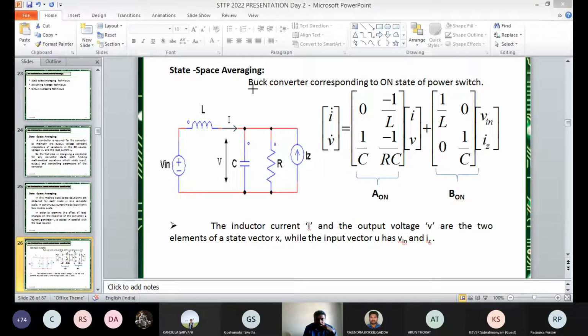One important thing while deriving the state space model: whatever variable you have chosen as the state variable x, while writing the equation, you need to get the derivative for that.